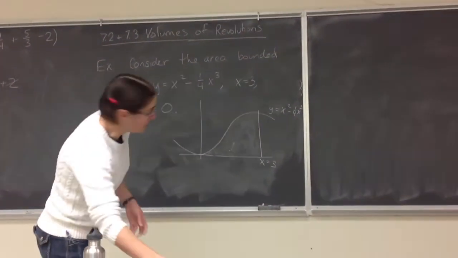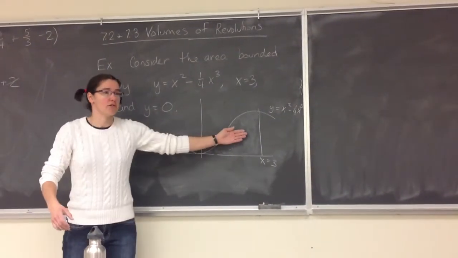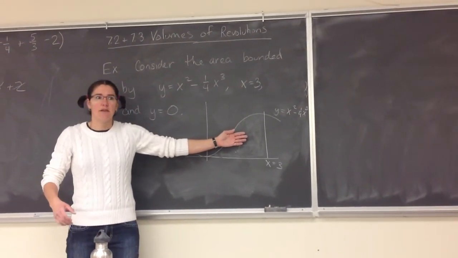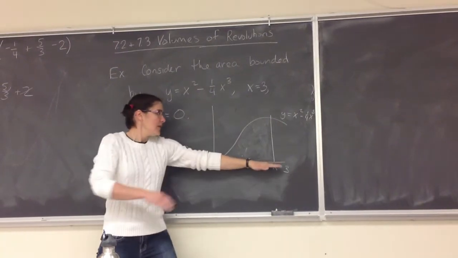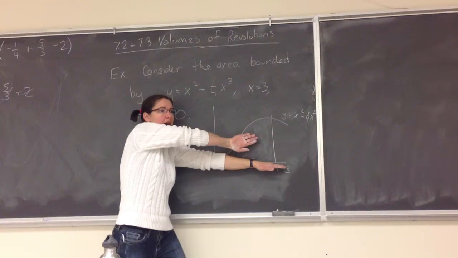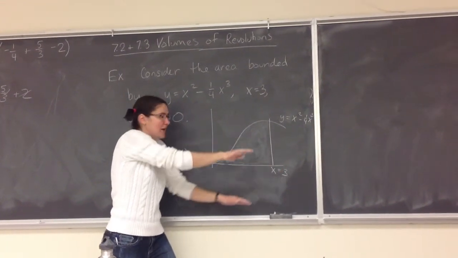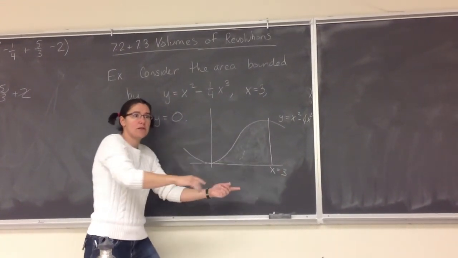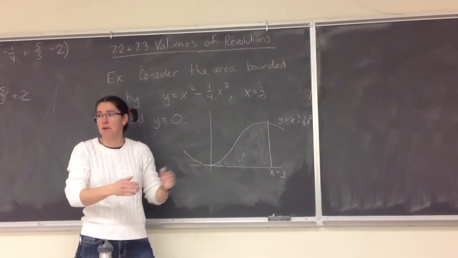So what we're going to do is take this picture, this region right here, and we are going to fix the x-axis. We're going to take this picture and rotate it out of the board, swing it down, have it rotate through the back of the board, and come back up to where it started.